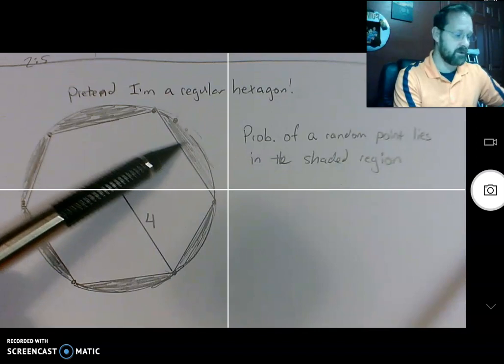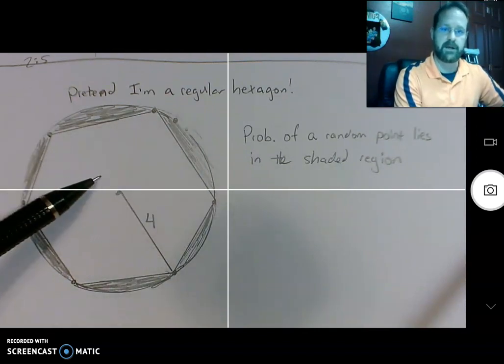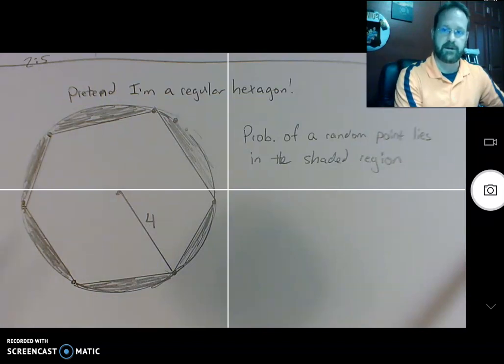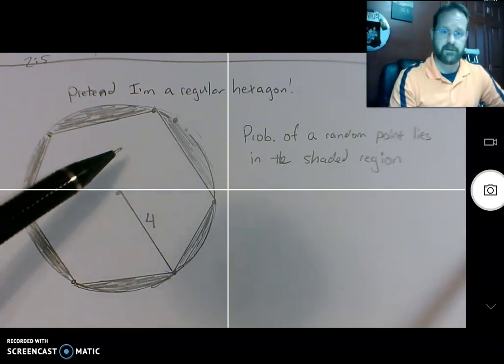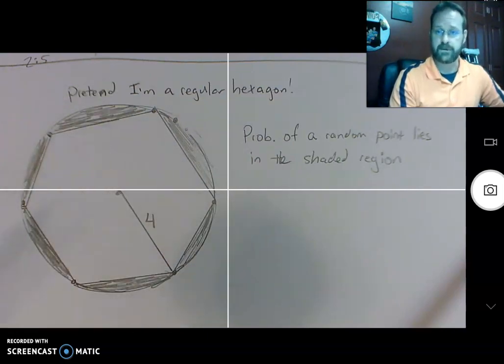Okay, in order to get the shaded region, though, I have to take the total minus the area of the hexagon. So we have a lot of things going on here, but let's just focus first on getting two areas: the area of the hexagon and the area of the circle. Okay, I'm going to set those up.